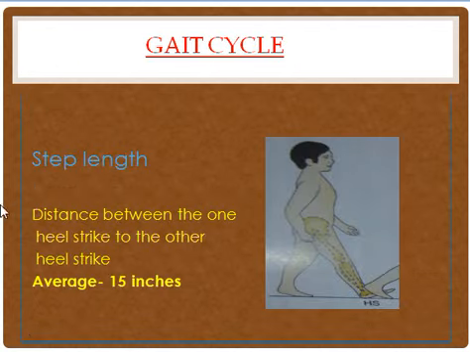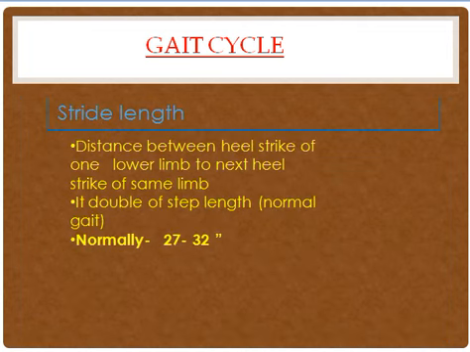So now we all know what step length is. It is the distance between one heel strike to the other heel strike. The average measurement of a step is 15 inches. Stride length is the distance between the heel strike of one lower extremity to its next heel strike. It is double the step length. So we all know it is double, that means it becomes 27 to 32 inches.